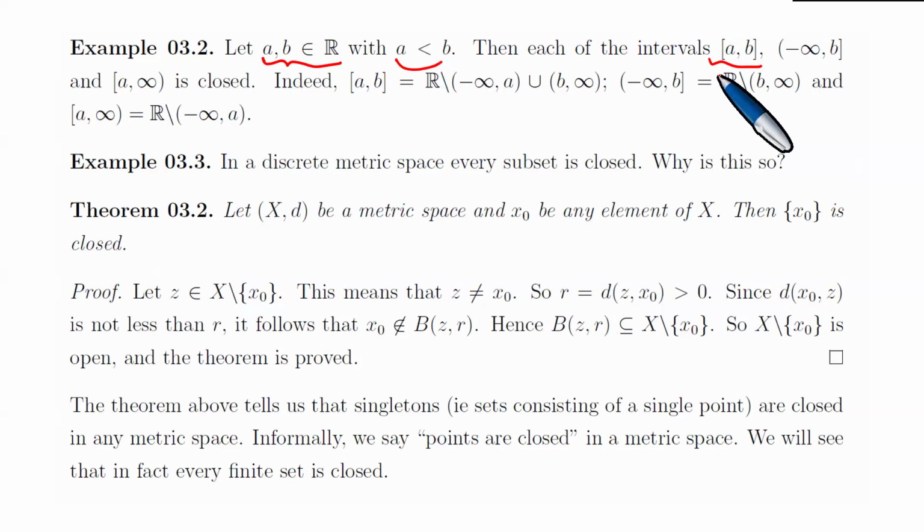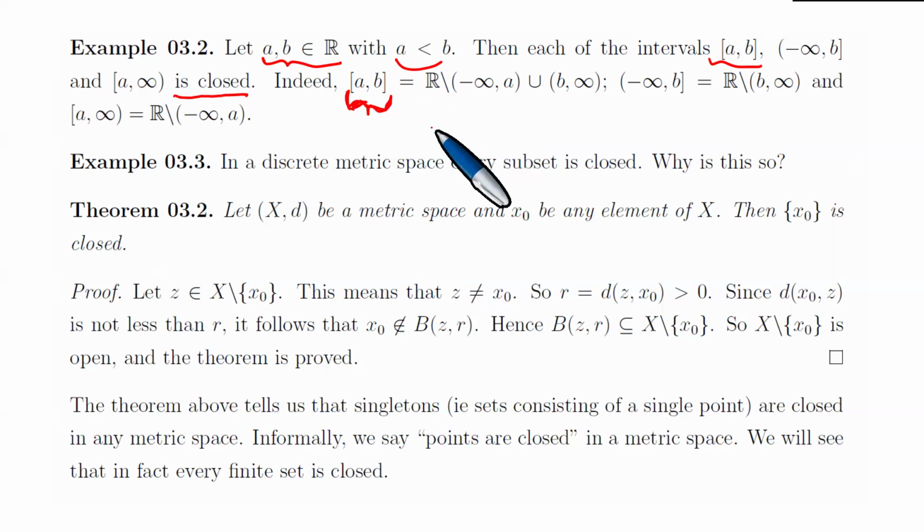So we let a and b be real numbers with a smaller than b. Then each of the intervals [a, b], including the boundaries, but also (-∞, b], and also [a, ∞). So if you start from minus infinity on the left and include the extreme point b on the right, or you start from a and go to plus infinity, we are saying these are closed. Indeed, what is the complement of [a, b]? It is the same as R minus [a, b].